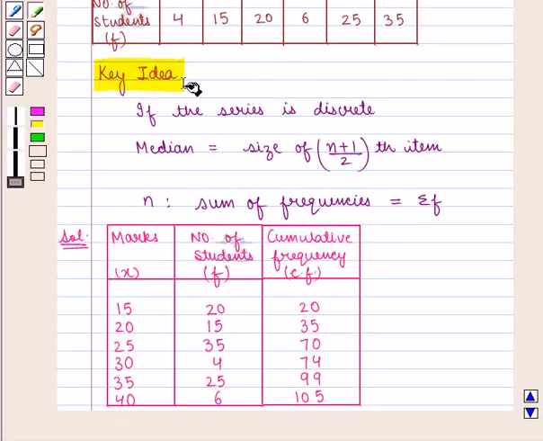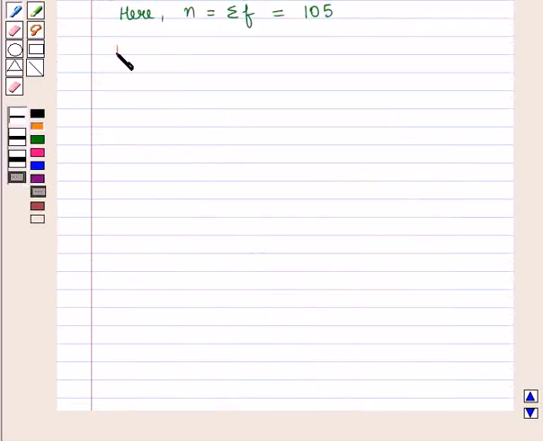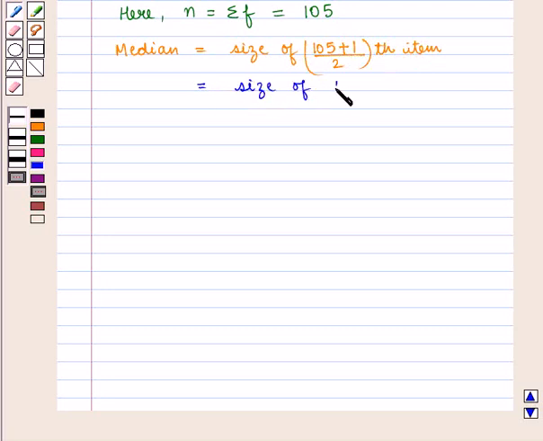And from the key idea we know that if the series is discrete, then median is given by the size of (n plus 1) by 2th item. Here median is equal to the size of (n plus 1) by 2th item and n is equal to 105. Therefore (105 plus 1) by 2th item, which is equal to the size of 106 by 2th item, which is equal to the size of 53rd item.